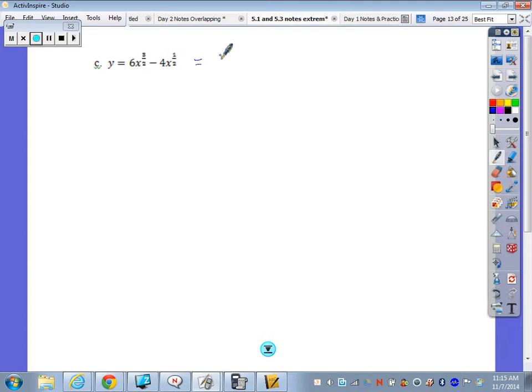If I rewrite this function, I get 6 the square root of x cubed minus 4 the square root of x. And if you remember, you can't have a negative in a square root. So this domain actually starts at 0 and goes to infinity. If you have a square root function, a rational function, or a log function, you need to check the domain and write that out first, especially if they don't give you a domain.